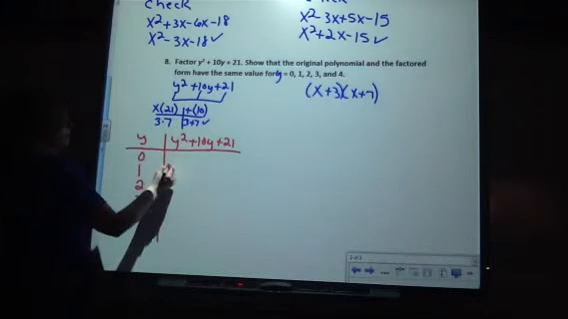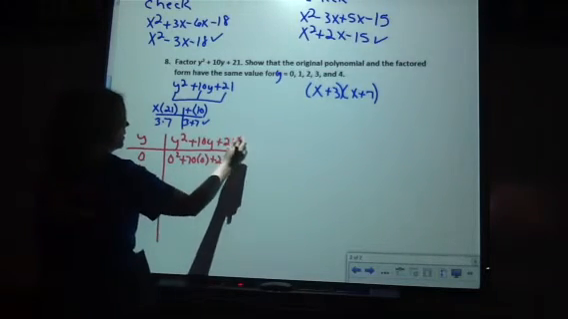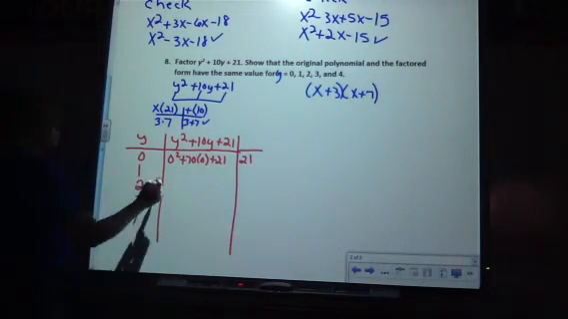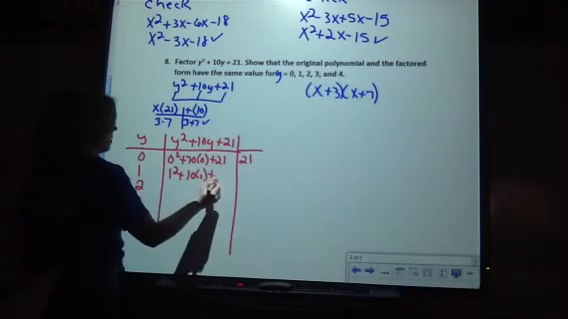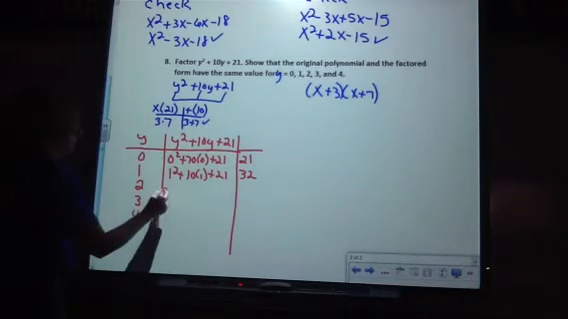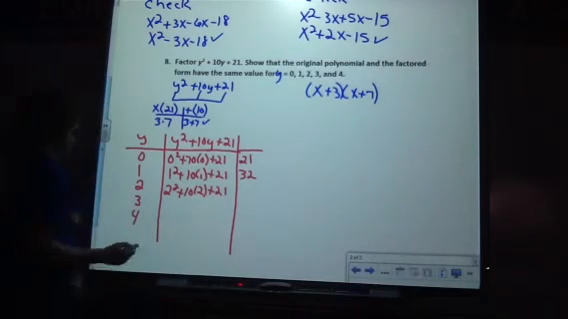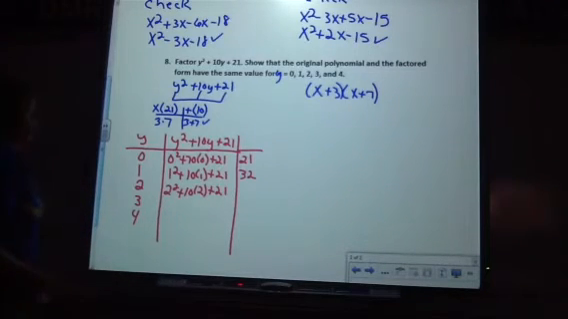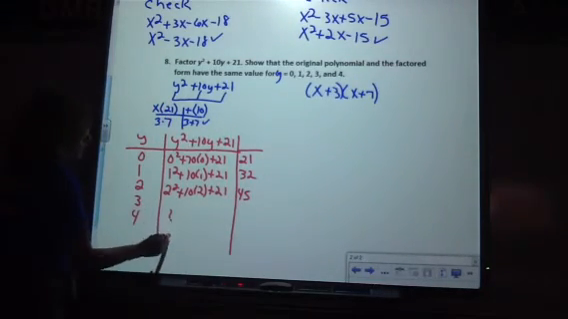y. So 0 squared plus 10 times 0 plus 21 gives me 21. Substitute 1 in for y. 1 squared plus 10 times 1 plus 21 is going to give me 32. 2 squared plus 10 times 2 plus 21. 2 times 2 is 4. 10 times 2 is 20. 24 plus 21 is 45. Y'all get the point here. Finish that out yourself.